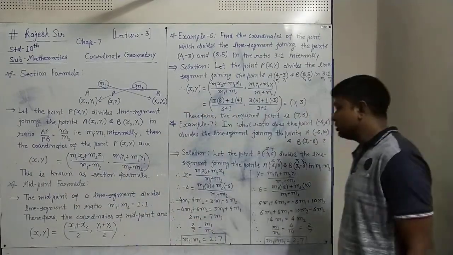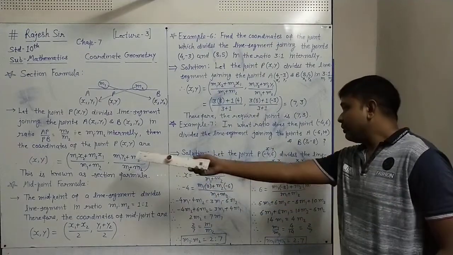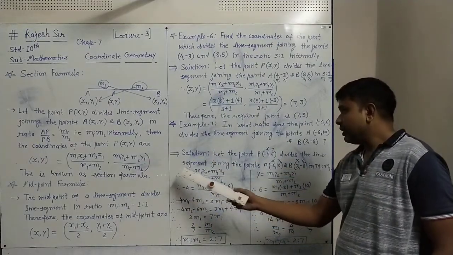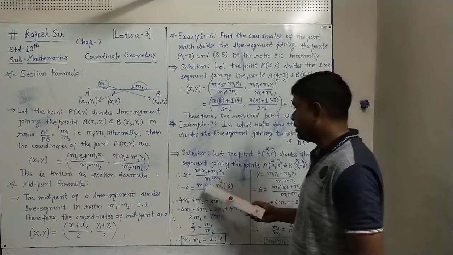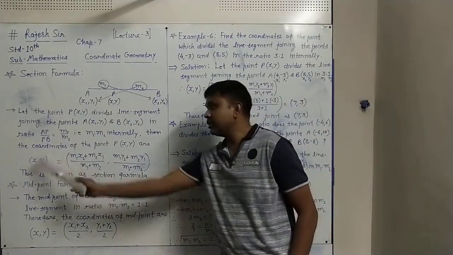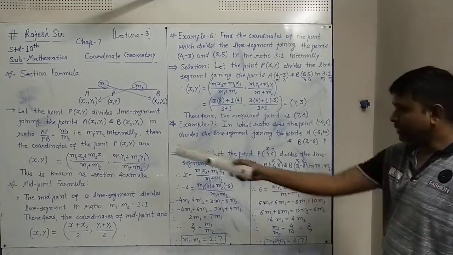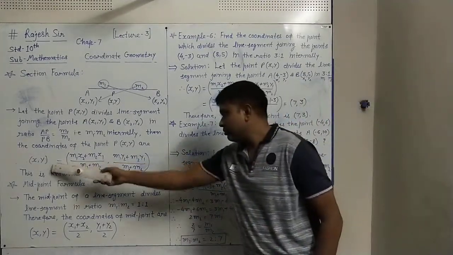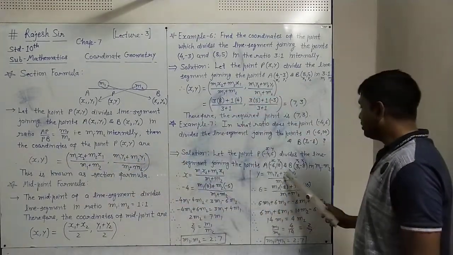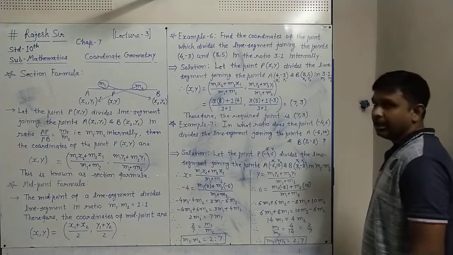Separately we can use it. In the section formula, what is the x coordinate? x equals m1 x2 plus m2 x1 upon m1 plus m2. This part only, the x coordinate part, we have taken. And y, the y part, we have taken. y equals m1 y2 plus m2 y1 upon m1 plus m2.